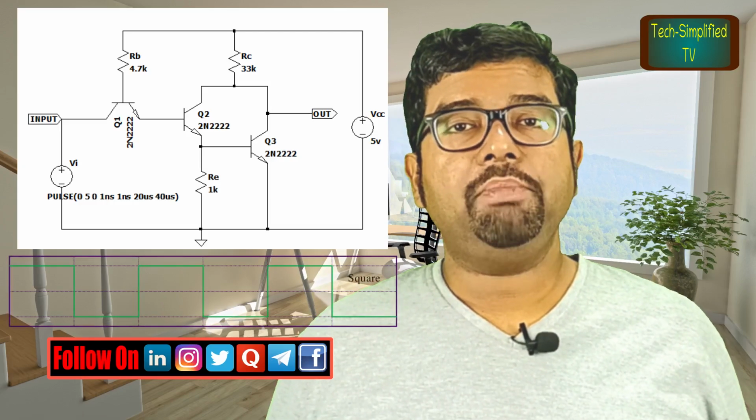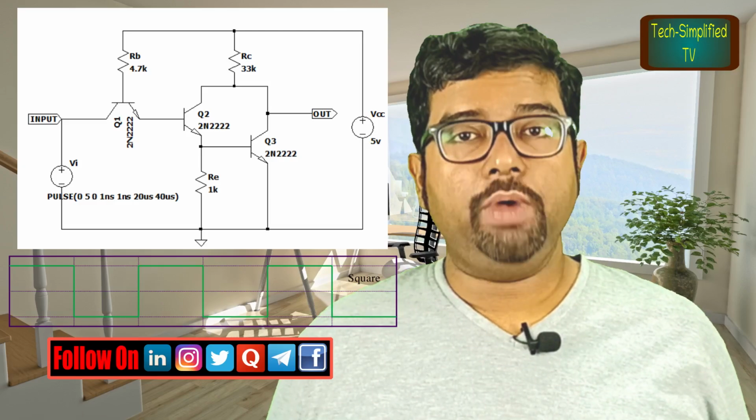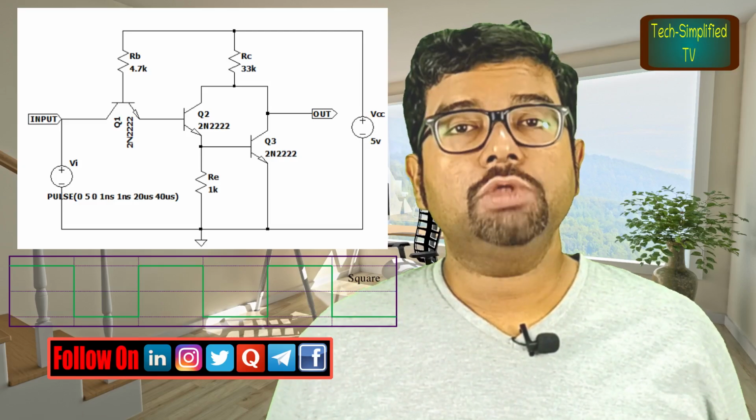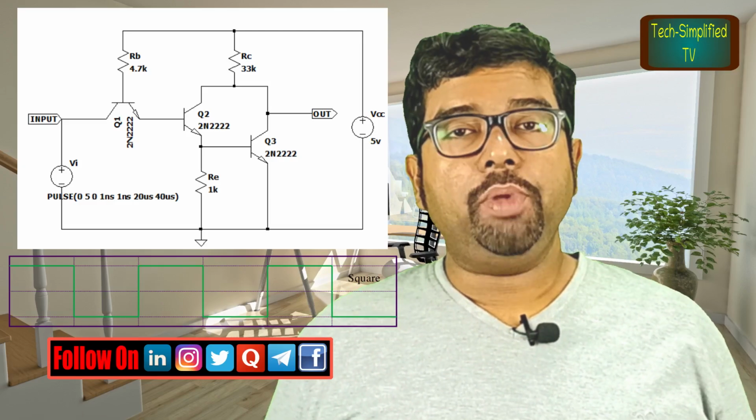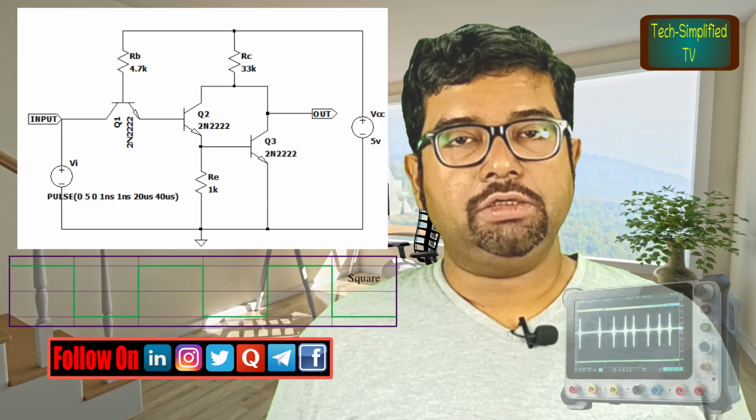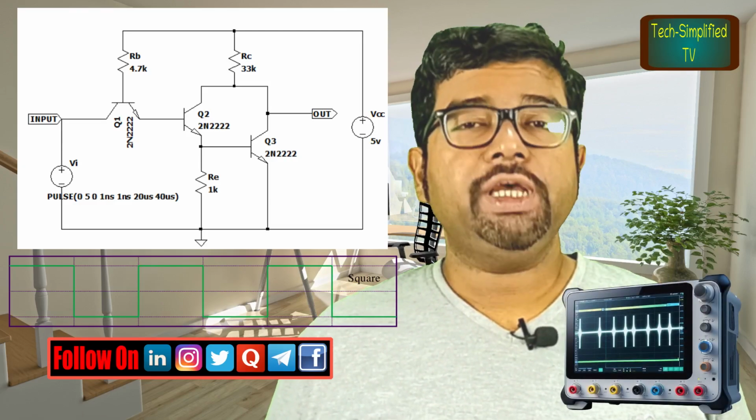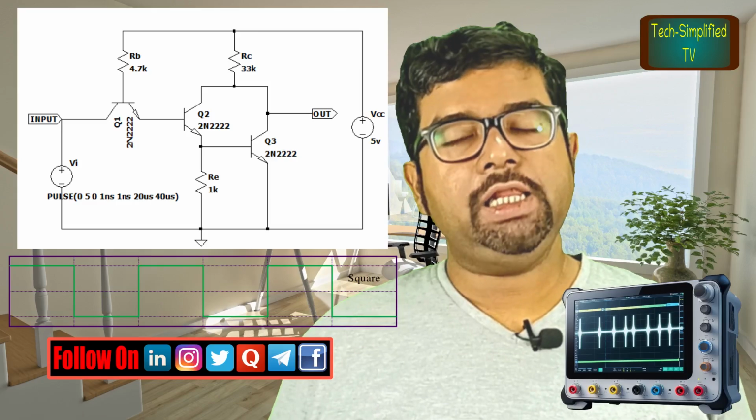We will apply a pulsed waveform shaped like a square waveform as the input to the inverter. We will apply proper DC biasing voltage and transient analysis to check the functionality of the TTL inverter.